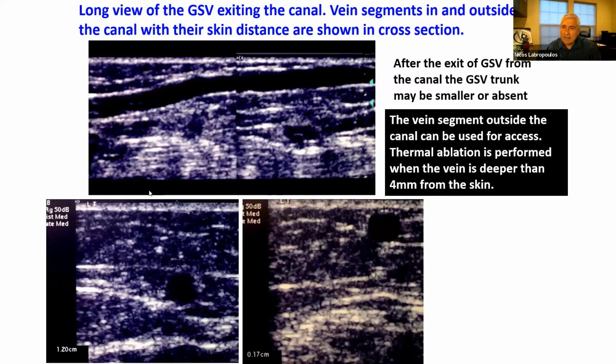And here you see another variation where basically the great saphenous vein comes outside the canal. If it comes outside the canal, it can no longer be called saphenous vein. And then you see here the distance from the skin, which is 1.2 centimeters, and here it's basically less than 2 millimeters. This vein here, although it's the same one, is not the saphenous anymore. The saphenous is the vein inside the canal, and the patient has what we call segmental aplasia, which is one of the most common variations in the human lower extremity.